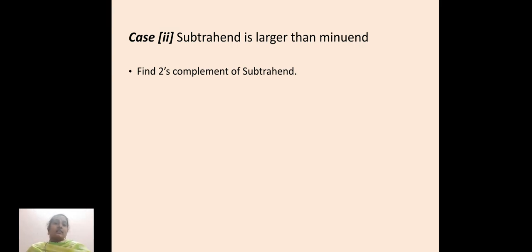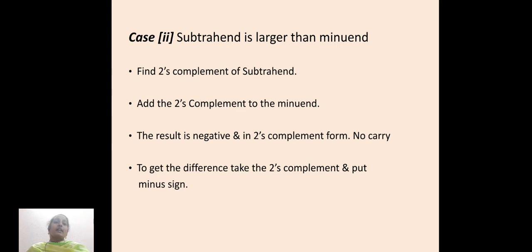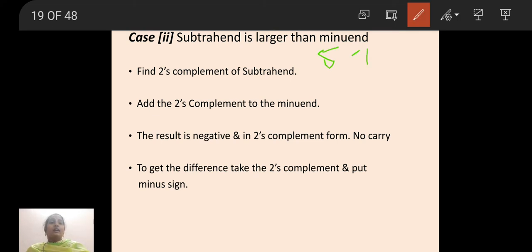But in the next case, the second case, the subtrahend is larger than the minuend, meaning the subtraction is like this: 5 minus 10 is equal to minus 5. Here the subtrahend is greater than the minuend. The procedure we have to follow is, first you find the 2's complement of the subtrahend, and again you add it to the minuend. If the result is negative, it is in 2's complement form, with no carry.